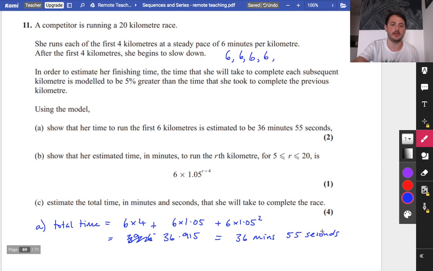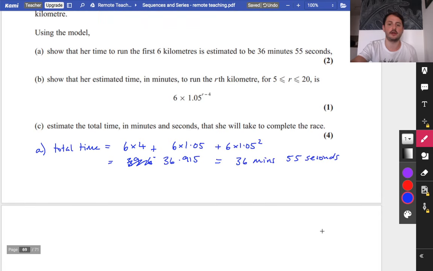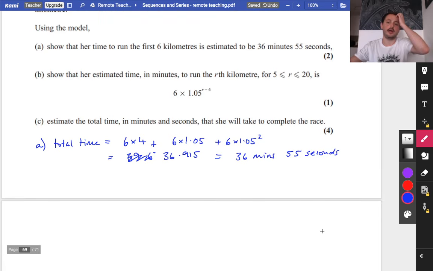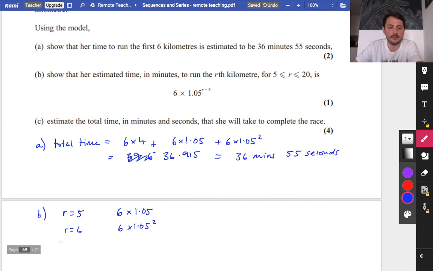Easy. Show that her estimated time in minutes for the rth kilometre, for r being between 5 and 20, is this. Well, let's just say if r is equal to 5, the amount of time it was going to take her was 6 times 1.05. For the 5th kilometre, it would be the previous one, but it would get 5% longer, like compound interest. And for the 6th one, it would be another 5% longer.